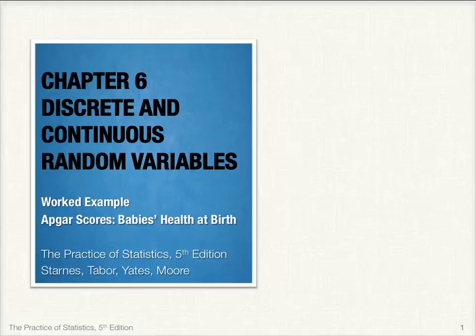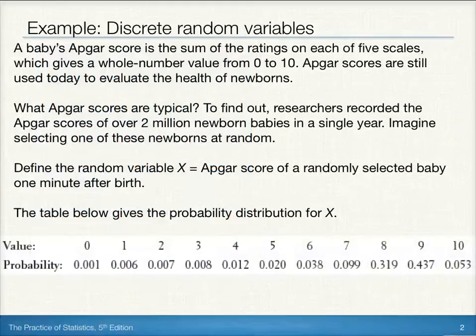In this example, we'll explore a discrete random variable. A baby's Apgar score is the sum of the ratings on each of 5 scales, which gives a whole number value from 0 to 10. These Apgar scores are still used today to evaluate the health of newborns.